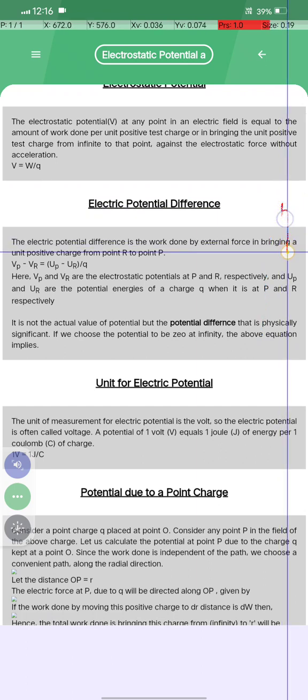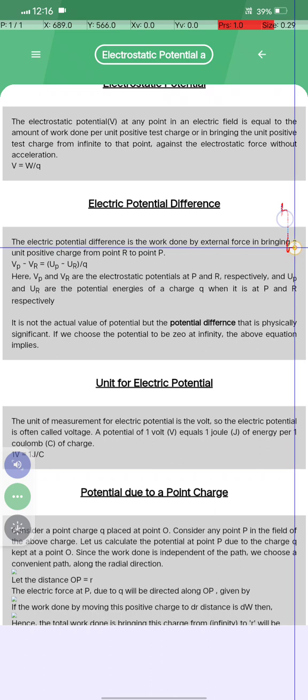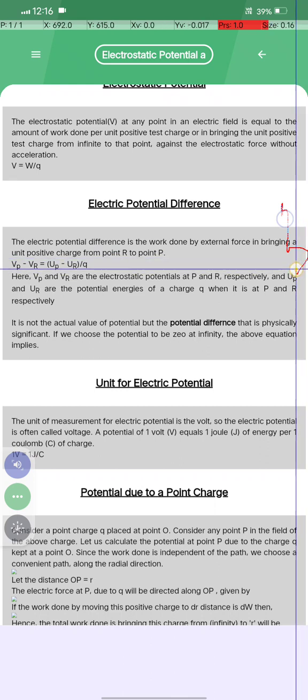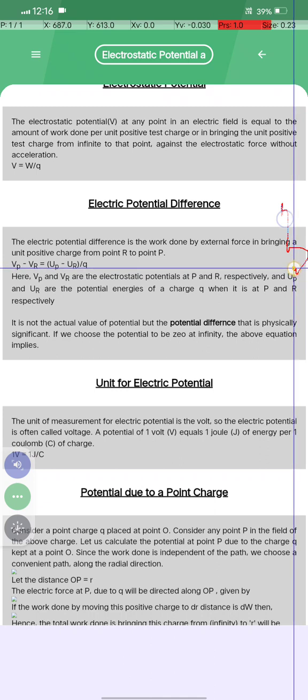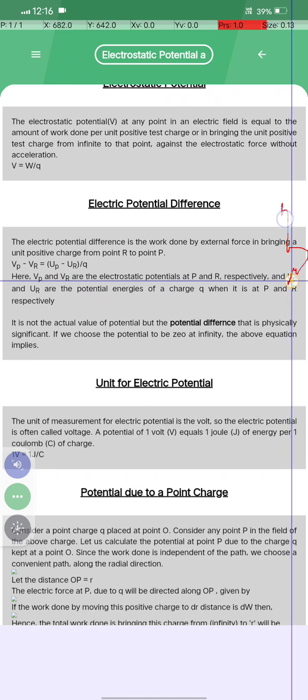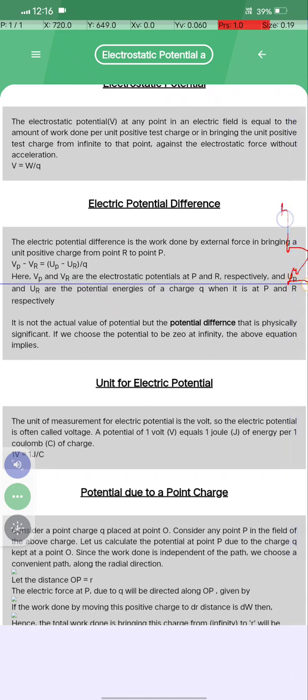What is electric potential difference? Electric potential difference is the work done by the external force in bringing a unit positive charge from point R to point P. Vp minus Vr is equal to (Up minus Ur) by Q. Here Vp and Vr are the electrostatic potentials at P and R respectively, and Up and Ur are the potential energies of a charge Q when it is at P and R respectively.